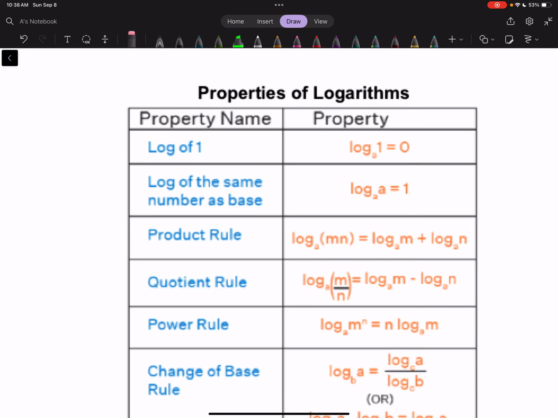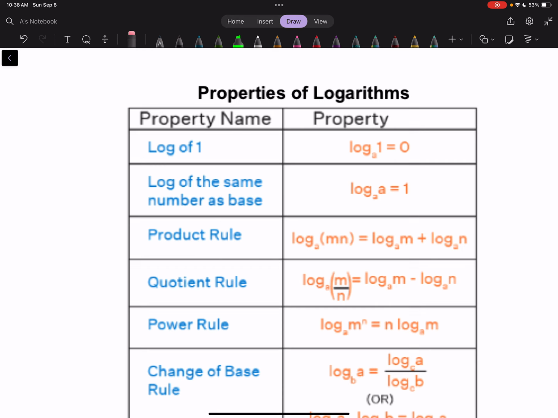Today we're going to be talking about properties of logarithms. This is something that you're going to have to know how to do starting now, and that is to condense and expand logarithms. We're going to look at the expansion portion today, and we'll look at condensing tomorrow.